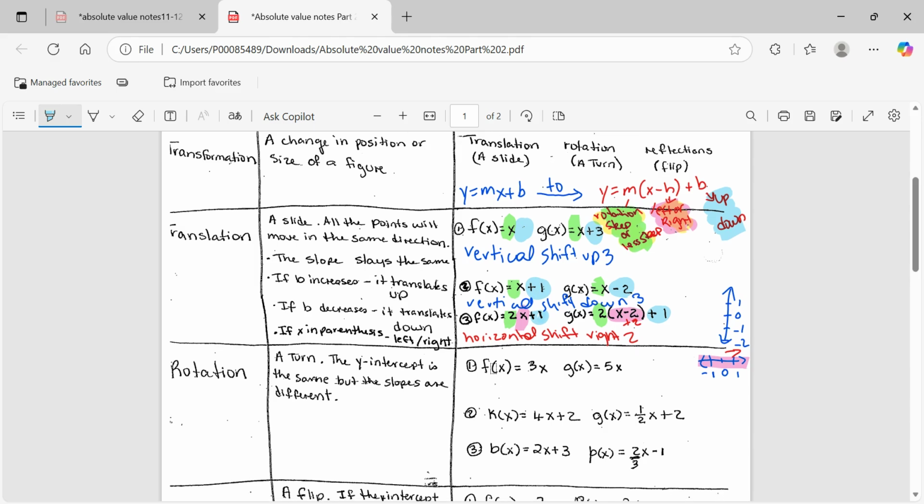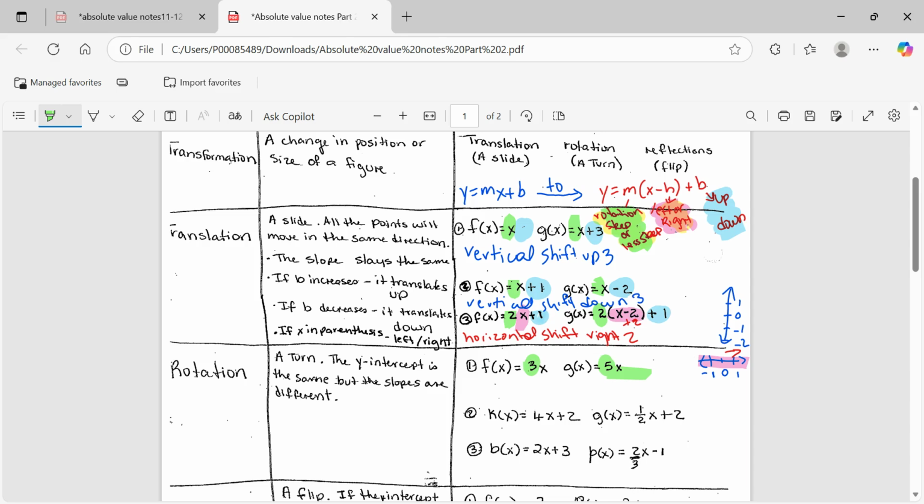Let's look at number 1 down below. I see that I'm going, looking from left to right, from 3 to 5. Well, there's nothing in the parentheses and there's nothing on the outskirts. So I know there's no up or down and there's no left or right. But I am going from 3 to 5, which means there is a rotation and it's going to be steep or less steep. So if I go from 3 to 5, the numbers go up.